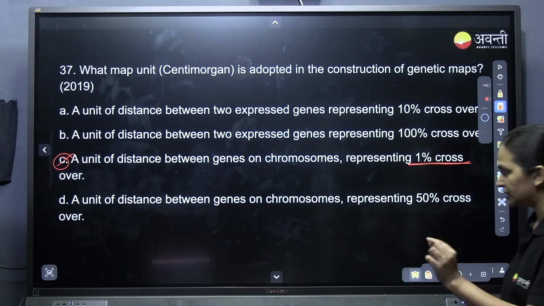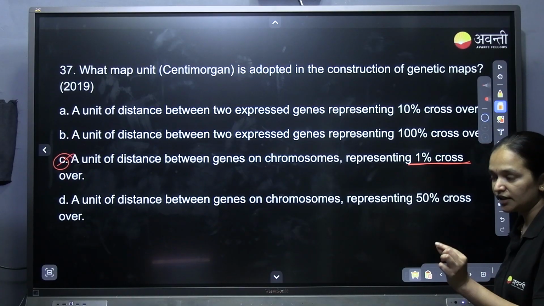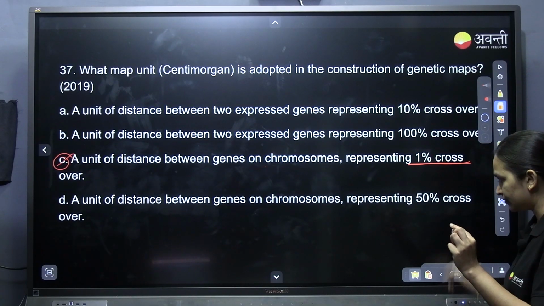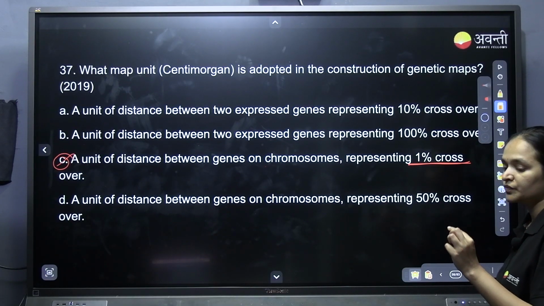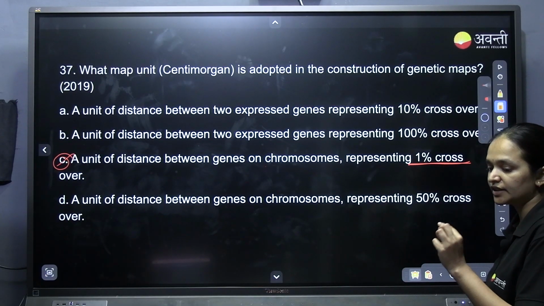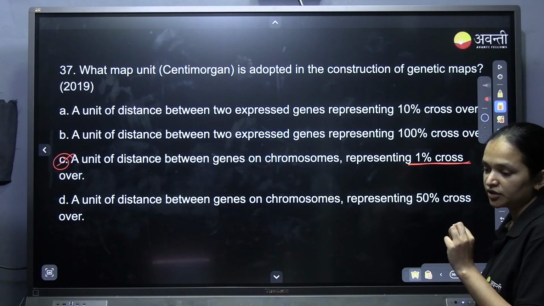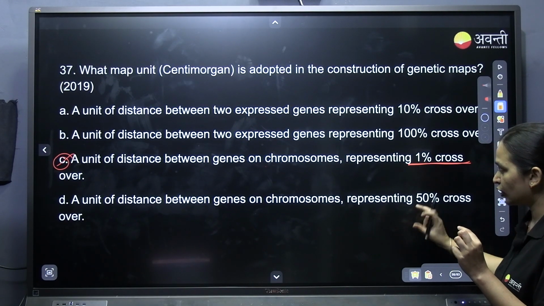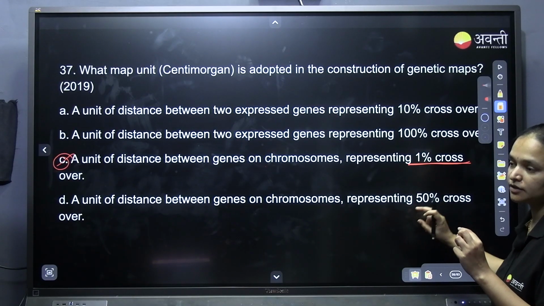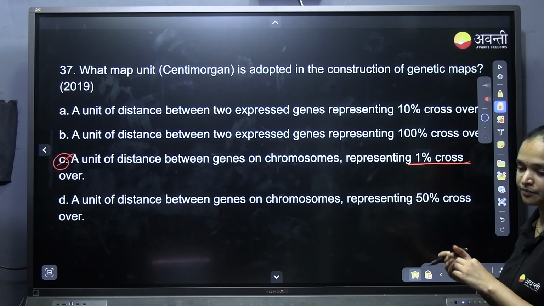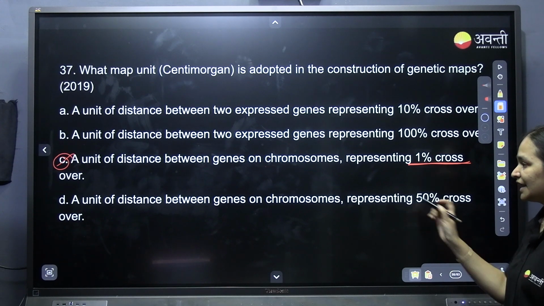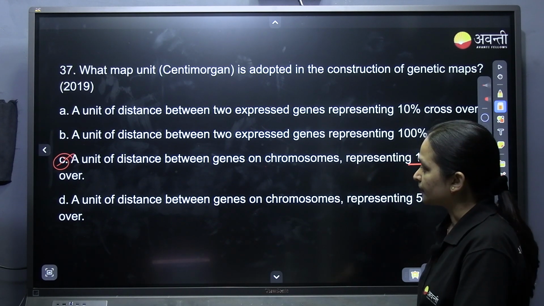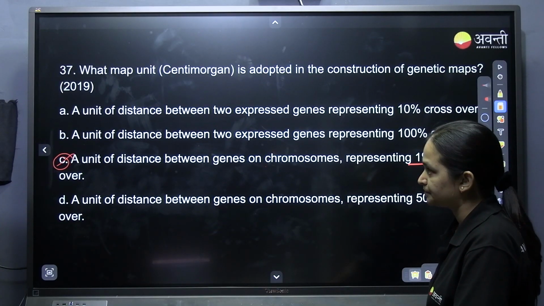How near the two genes are situated matters. If they are very near to each other, they have linkage. The combination of the parental generation is more seen in the progeny. That is the linkage. That unit distance is measured in centimorgan. So that is the question.